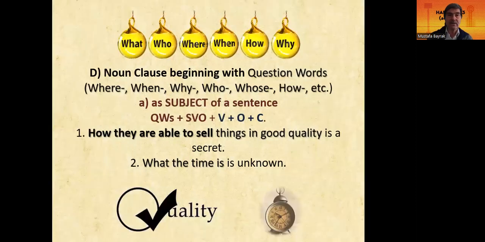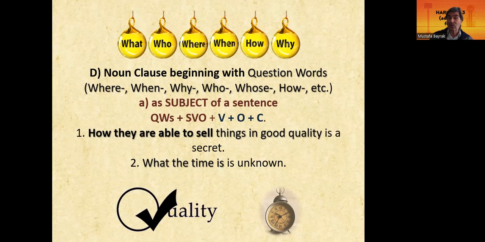Now, our heading is the noun clause beginning with question words. This is very, very practical. Even little children at the age of 3 or 4 are able to make sentences starting with those question words as a connector. How? Like this. And you know them: where, when, why, who, whose, how, etc.